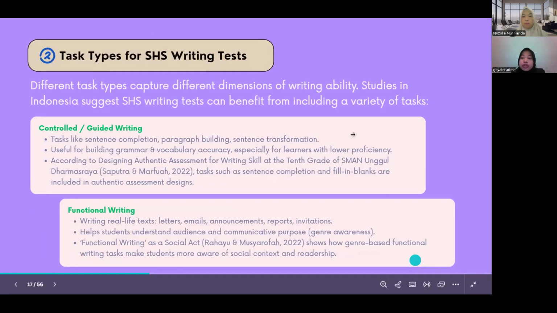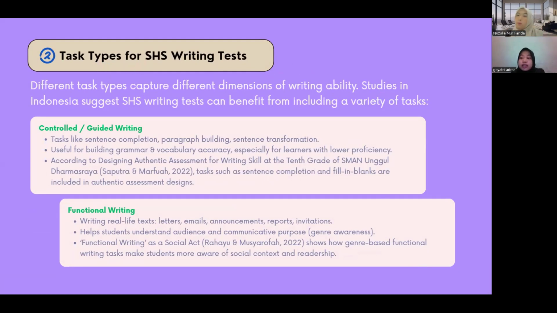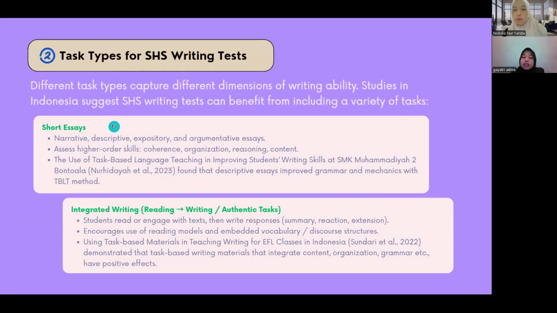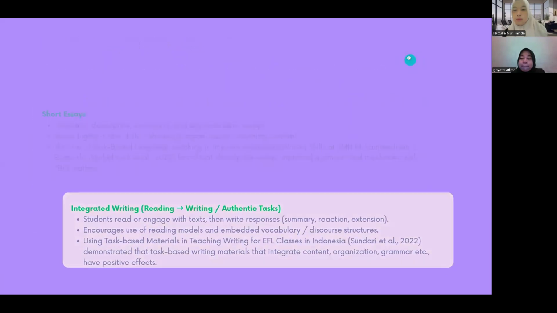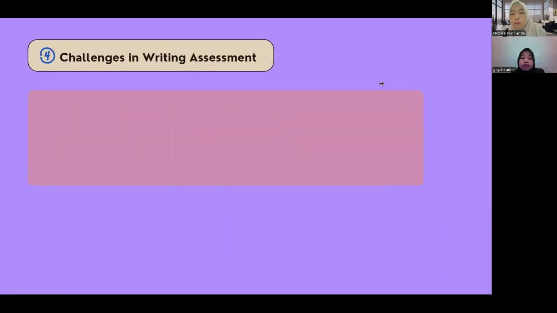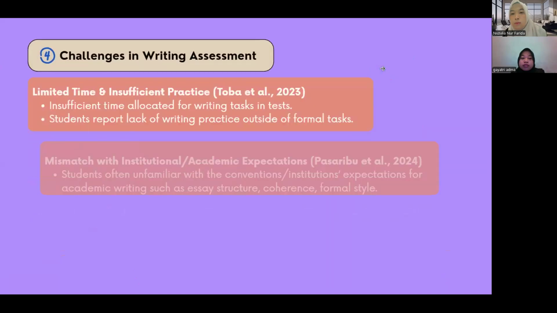And then there are various types or formats of the test that we can use when we want to assess student writing skill, like controlled or guided writing, functional writing, short essay, and the last one is integrated writing. This is the assessment criteria. It includes content, organization, vocabulary, language use, and mechanics. And this is the challenges.